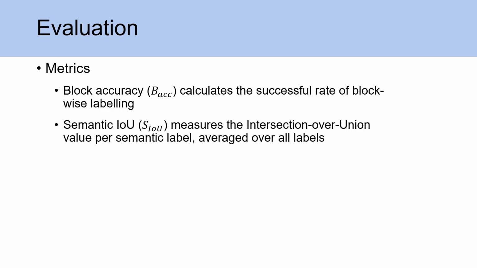We then evaluate our method on the benchmark with 2 metrics, the block accuracy and the semantic IOU. For both metrics, the higher the better. The block accuracy quantifies the general performance, while the semantic IOU considers the label distribution among blocks, making it sensitive to the long tail problem, where some labels only cover a few blocks.